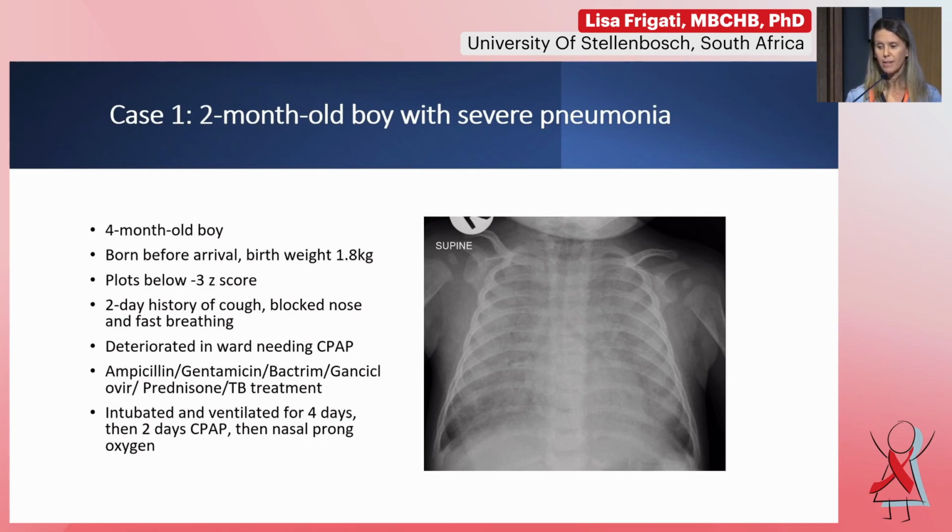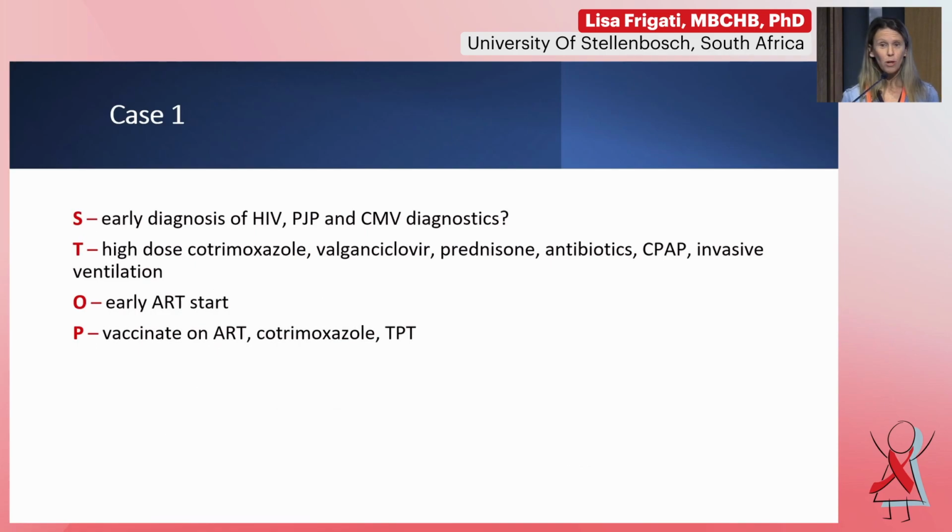He was treated with ampicillin, gentamicin, high-dose cotrimoxazole, ganciclovir, prednisone, and empirical TB treatment, but unfortunately required intubation and ventilation, and actually did quite well after a period of time on CPAP. So this is really a typical presentation of PJP that we see. Often there's data to show that it's not only PJP, but also a CMV co-infection or bacterial or other viral co-infection. And what could we have done using our WHO policy brief?